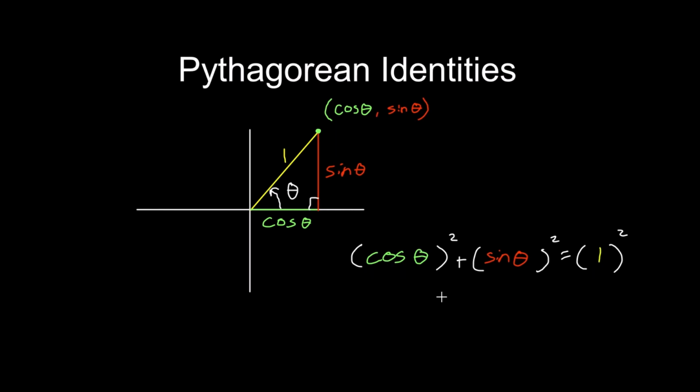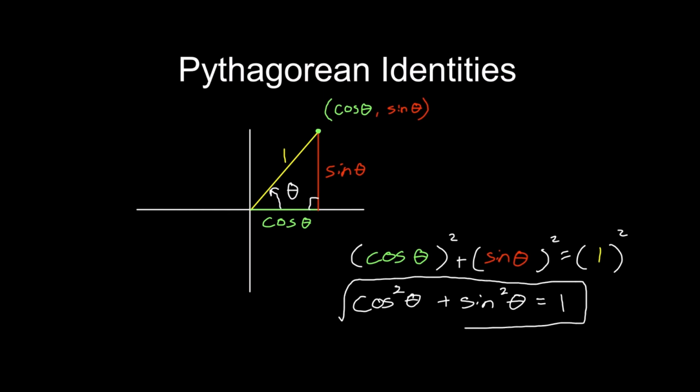Well, cosine of theta squared, we don't write it like this. We like to put it as cosine squared theta. Plus, same thing here, we don't write it as sine of theta squared because we don't want to get confused as to where the squared goes. So we write it as sine squared theta, and 1 squared is just 1. Well, this is your Pythagorean identity. This is the first Pythagorean identity that we're going to learn. Notice I said first because this is a plural.